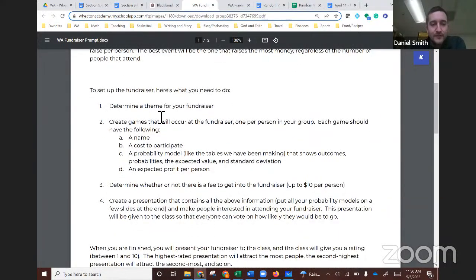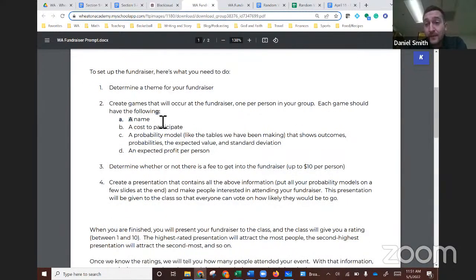Okay. So here's what you do with your groups, and I'll give you the groups in just a second. To set up the fundraiser, you need to determine a theme: Hawaiian, Western. You can be very creative with this. Come up with a theme for your project. Next, you have to create games that will occur at the fundraiser, one per person in your group. So if you have a group of 4, there should be 4 games, and each person should take ownership of a specific game. If you only have 3 people in your group, then you should only have 3 games.